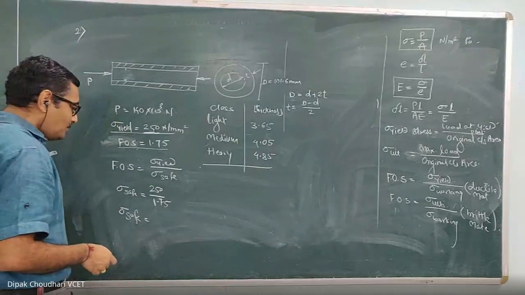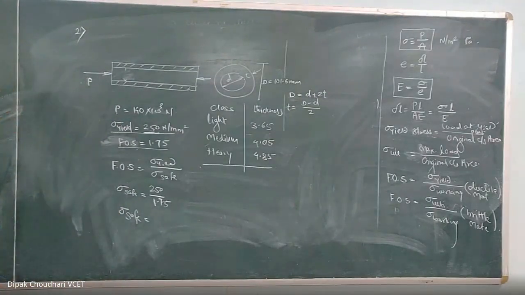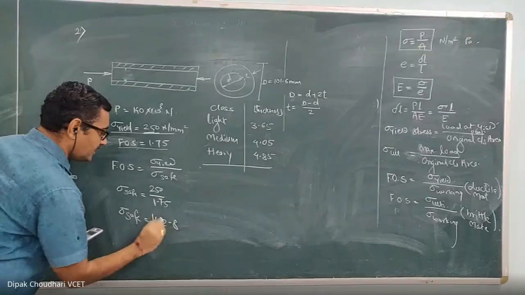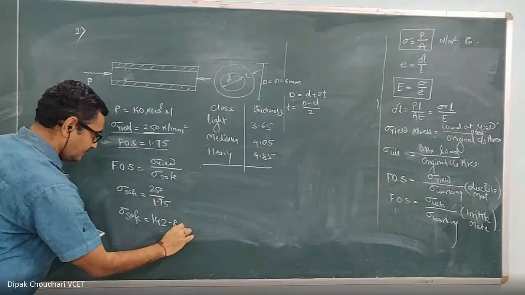Understood? Tell me how much is the safe stress? 250 divided by 1.75. 142.8, sir. 142.85 Newton per millimeter square.